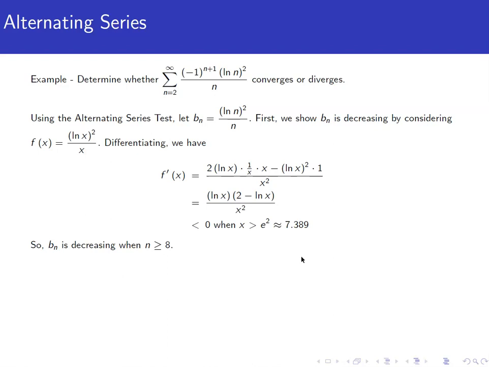Well, if that function is decreasing, the terms of the sequence must be decreasing. So we can say that b_n is decreasing at least by the time we hit n = 8. And that's okay. For most of our other tests, as long as it's eventually decreasing, we're okay. It doesn't have to decrease from the start. It just has to be eventually decreasing.